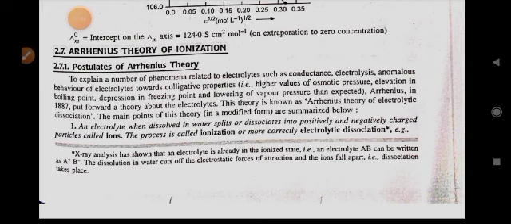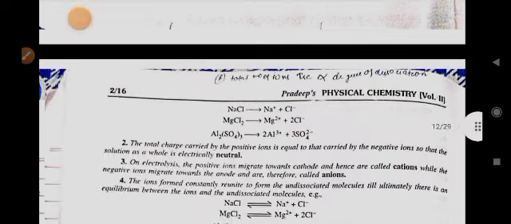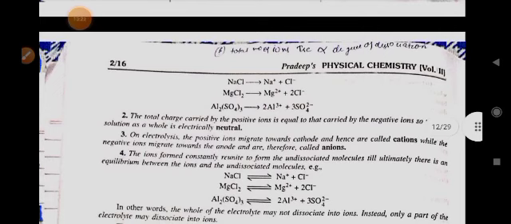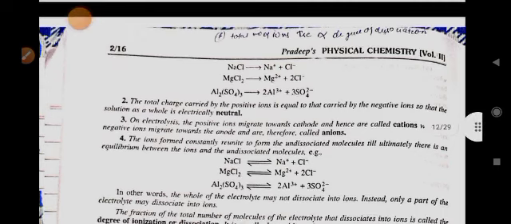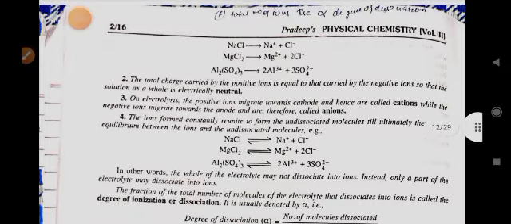The main points of this theory are: an electrolyte, when dissolved in water, splits or dissociates into positively and negatively charged particles called ions. The process is called ionization, or more correctly, electrolytic dissociation. NaCl dissociates as Na+ plus Cl-, MgCl2 dissociates as Mg2+ plus 2Cl-. The total charge carried by the positive ions is equal to that carried by the negative ions, so that the solution as a whole is electrically neutral.